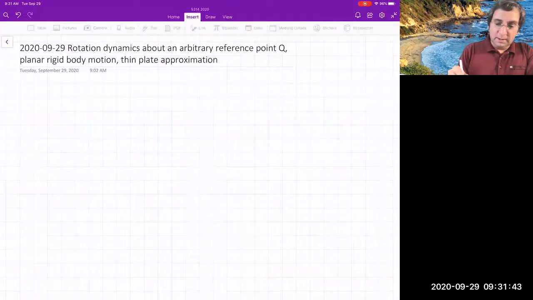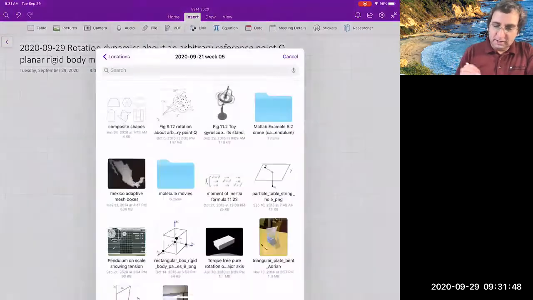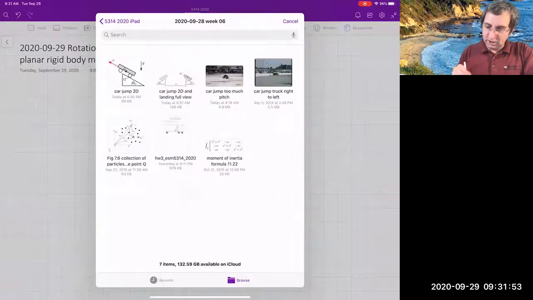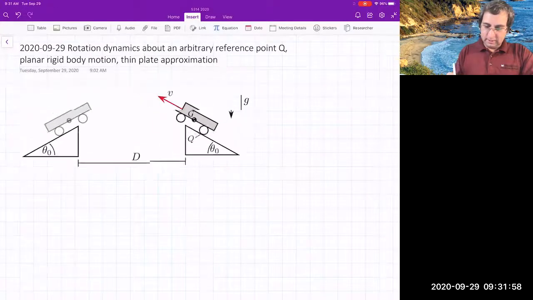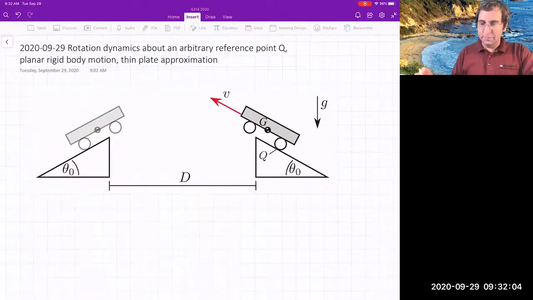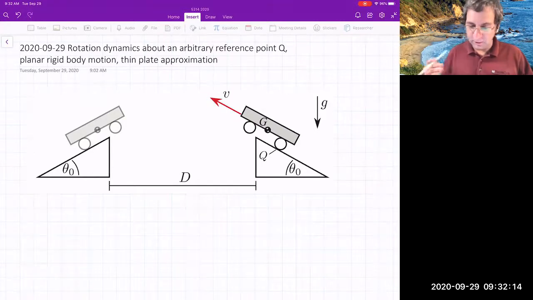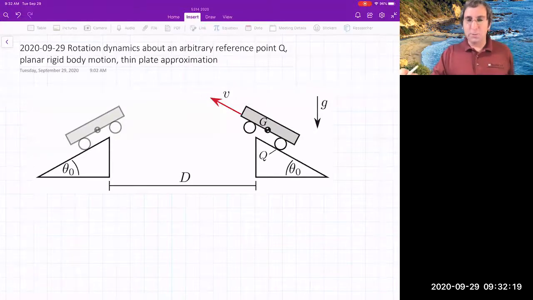So here's a situation. Suppose you are tasked with designing a jump. You have to design a car jump. So here's a car jump. And the car is taking off from a ramp from the right, and then it's going to jump. So it's going from right to left. And you want to do the perfect jump.